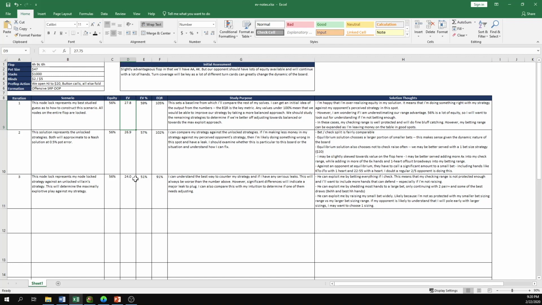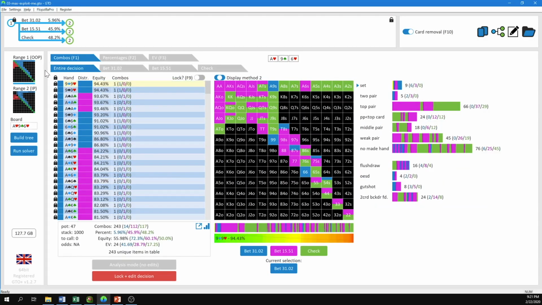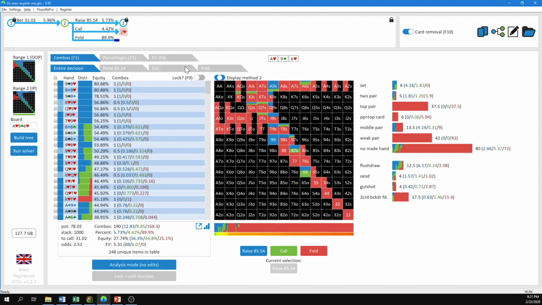I would be worried if this was much lower. If I saw my EV drop down to the teens or a low number, that would be a problem, because then I could be fairly easily exploited, possibly significantly, and it could indicate some type of major leak to plug. But what's more important here is looking at how my opponent could maximally exploit this strategy. So in this case, I'm definitely looking at the individual hand classes here.